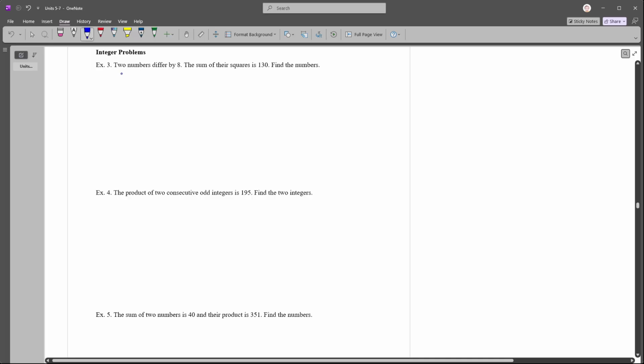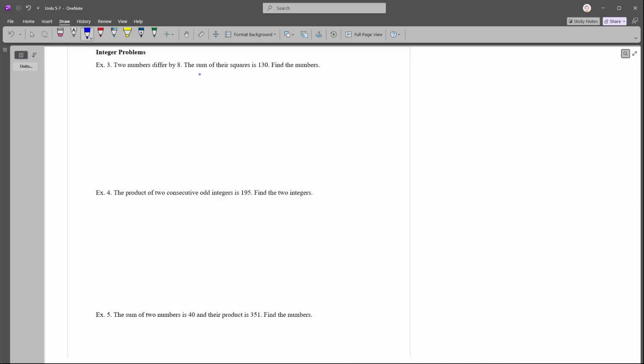So in this case, we have two numbers differ by 8. The sum of their squares, so they differ by 8. That tells me subtraction, and it's a value of 8. The sum, that tells me addition, of their squares is 130. Find the numbers. So we got to start off with a let statement. So let's keep it as simple as possible. We don't know anything about the numbers really. We do know that they differ. So in this case, one's going to be bigger, one's going to be smaller. But let's keep it simple. Let's just say let x be the first number.